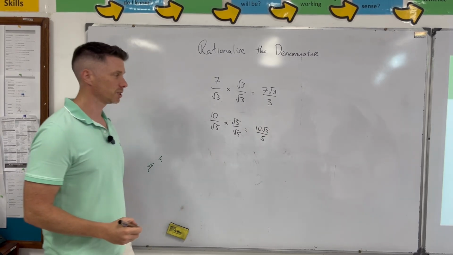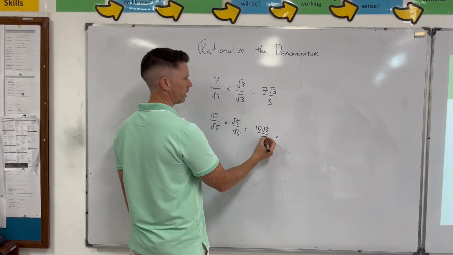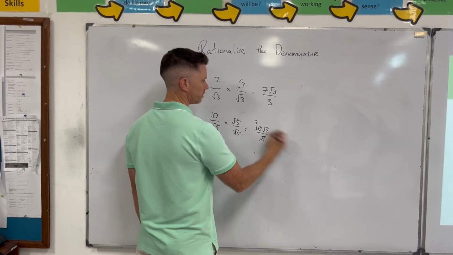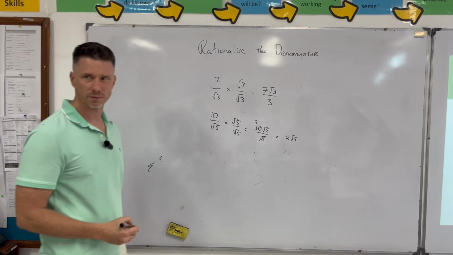Now, sometimes you can simplify. Do you see how we can simplify this a little bit? Yeah, because 5 fits into 10 twice, which gives me an answer of 2 root 5 over 1 if you wish, but we don't usually write over 1. It's just 2 root 5.